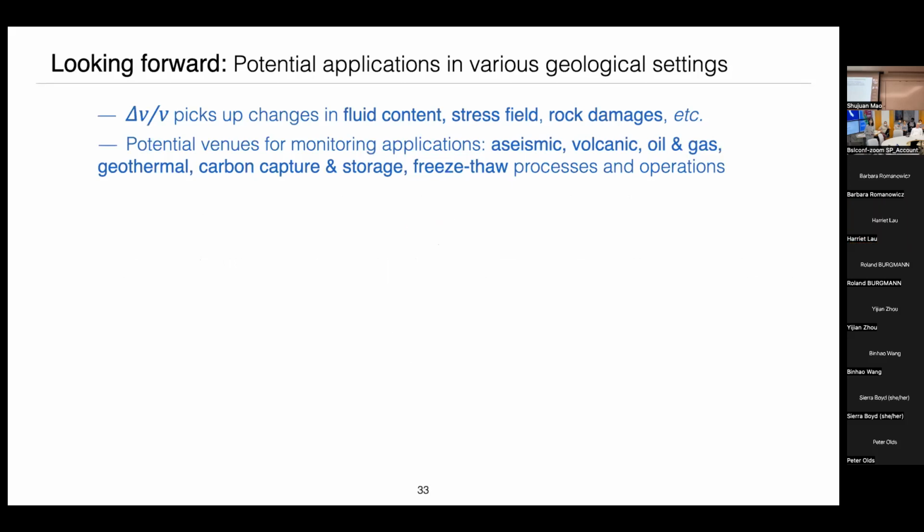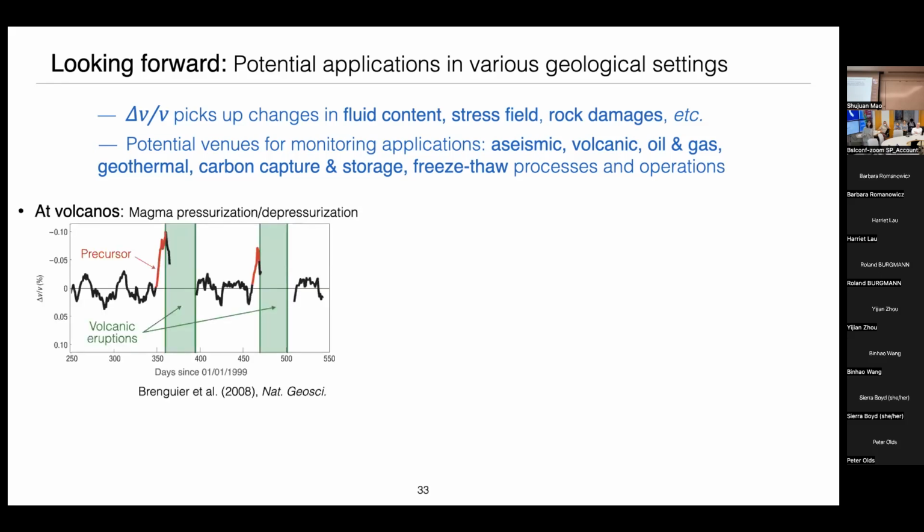First, we know that the power of delta V over V is certainly not limited to aquifer monitoring, because as a matter of elastic moduli and bulk density, delta V over V can pick up changes related to fluid content, stress field, and rock damage. So those types of changes are associated with a broad spectrum of time-varying processes, for example, aseismic deformation and volcanic activities.